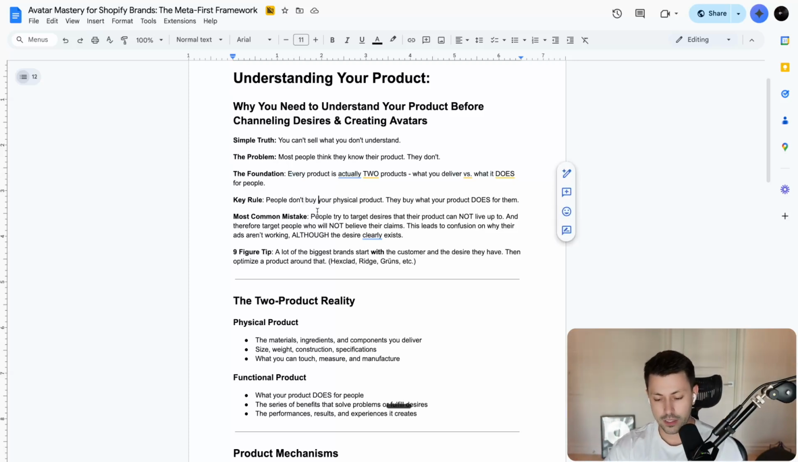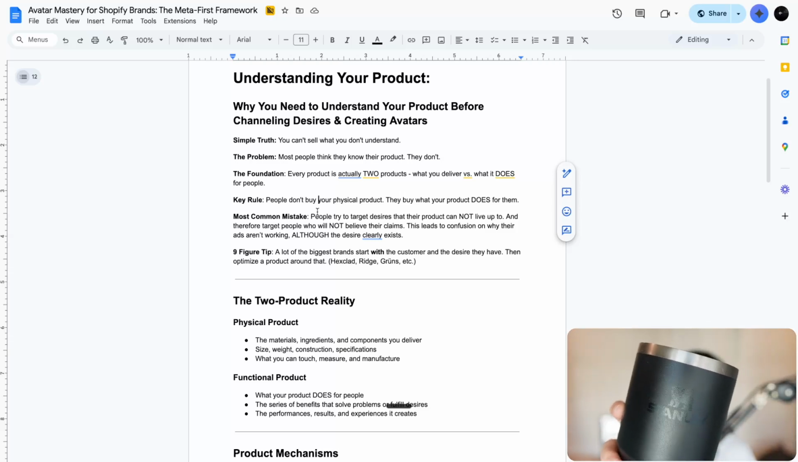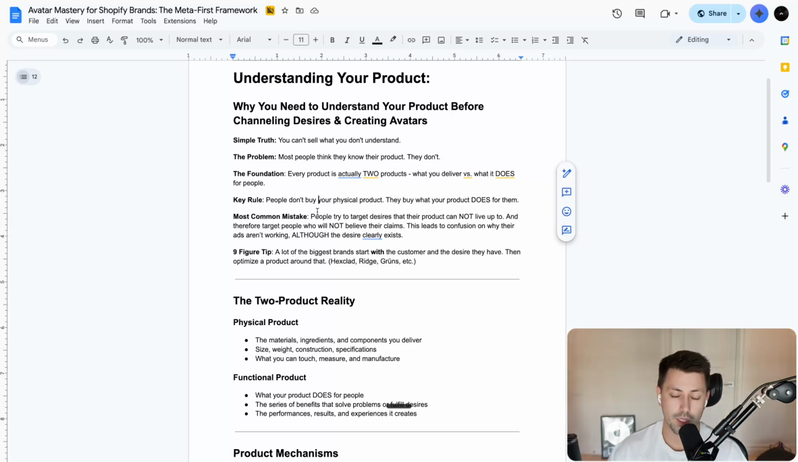And so just know here that at the very, very basic level foundation, every product is actually two products, okay? It's what your product delivers. So we're going to use an example here of a cup, okay? So what you deliver, which is essentially like the physical components, and then what it actually does, okay? If you look at this, it's a hunk of metal with a brand name on it, okay? And I'm going to come back to that in a second. So what it is, it's a hunk of metal, okay? Built in like a circle.